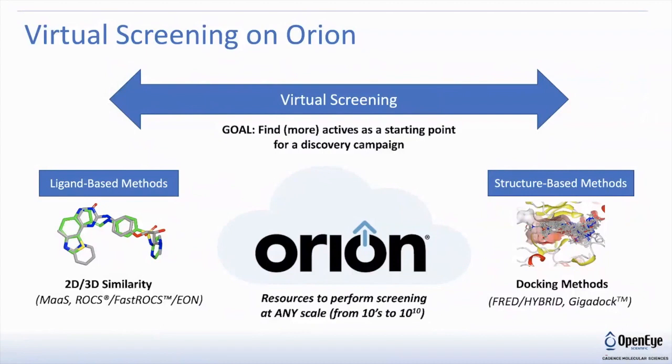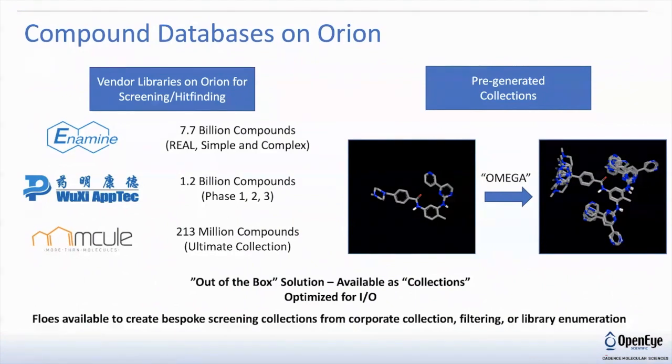At OpenEye, we use well-established methodologies to do these screens, a product known as ROCS for 3D virtual screening, and the FRED hybrid docking engine for structure-based screening. Before we get into how we screen, though, we need to touch on what we screen.